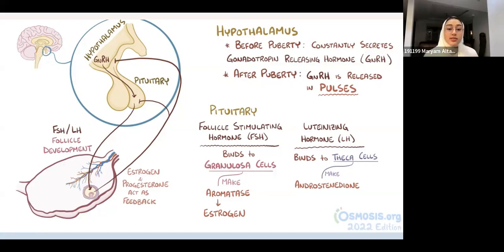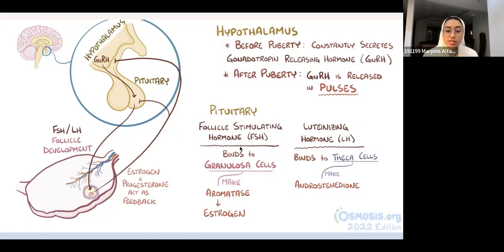And when it's released in this pulsatile fashion, that's what causes our pituitary to release two hormones that are very important, and we're going to be talking about a lot today, okay? You have FSH, or follicle stimulating hormone, which, as you would think, stimulates the follicles to grow, and luteinizing hormone.